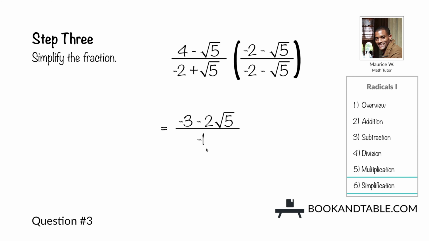And we can simplify the fraction by dividing negative 3 by negative 1, negative 2 by negative 1, and negative 1 by negative 1. Negative 1 is our common factor. When we do so, negative 3 divided by negative 1 is positive 3. Negative 2 divided by negative 1 is positive 2. Negative 1 divided by negative 1 is just 1. So we can remove the denominator, leaving us with a final answer of 3 plus 2 radical 5.